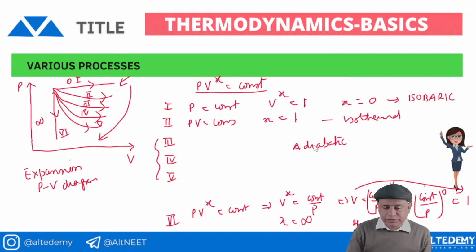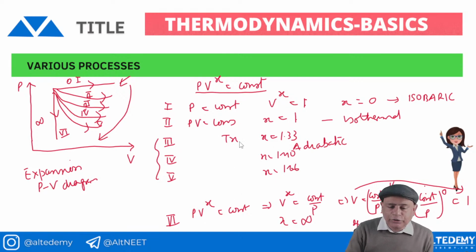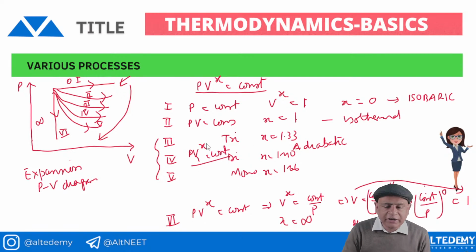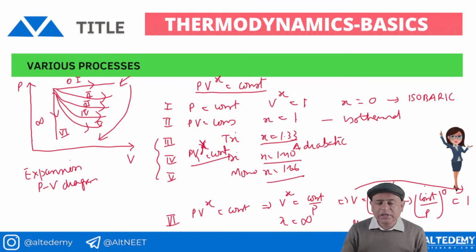And for adiabatic process, soon you will understand, the value of x increases from 1.33 to x equal to 1.40 and x equal to 1.66. These values are coming. This is for a triatomic gas, this is for a diatomic gas, this is for a monoatomic gas, like this. And the general formula is PV^x equals constant for an adiabatic process. Rather, we write it as PV^gamma equals constant. And the value of gamma, I will show you that it is ranging from 1.33 to 1.40 to 1.66.